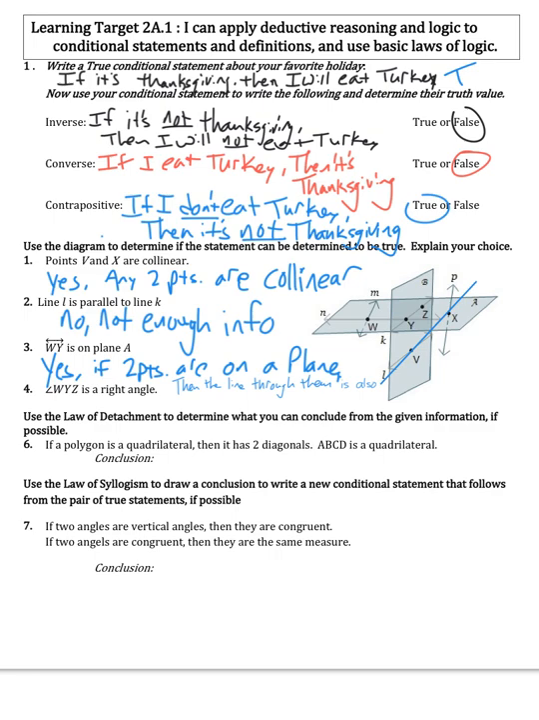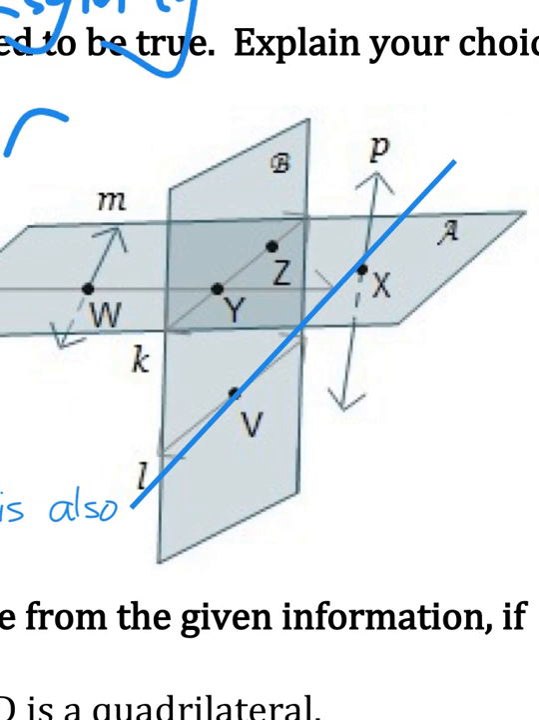Then the line through them is also on that plane. All right, last but not least is angle WYZ, a right angle, WYZ. Well, let's take a look here.